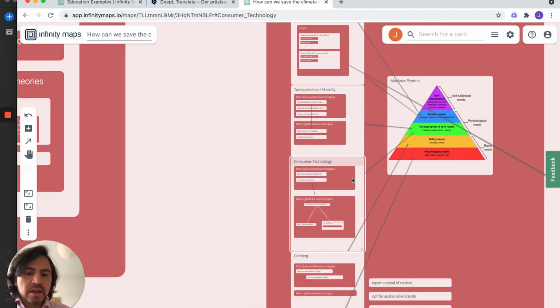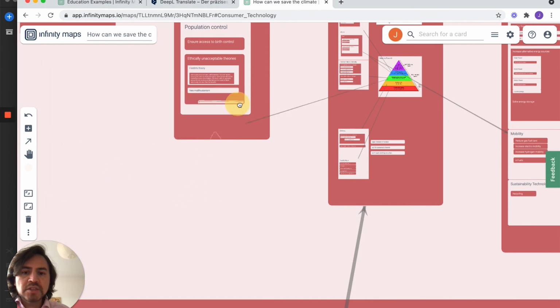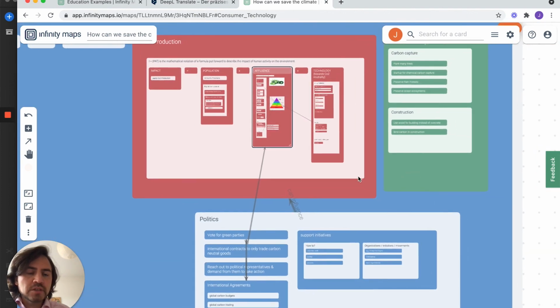And I can easily refactor everything in this map. I can easily make changes and put stuff in different directions of this model. So it's quite easy to come up with such a complex model, and this in a very short time.